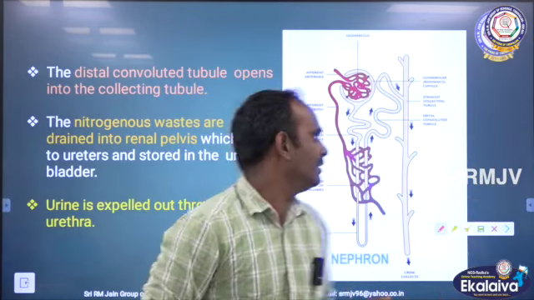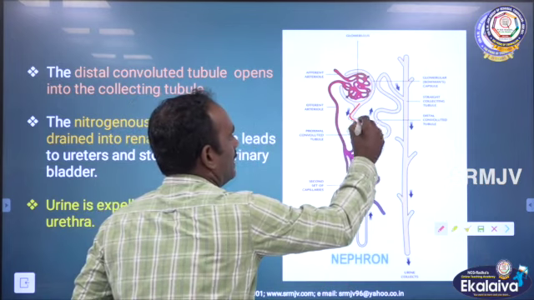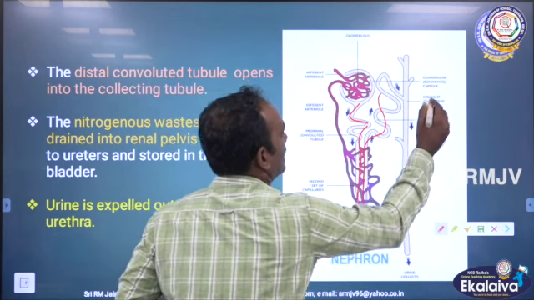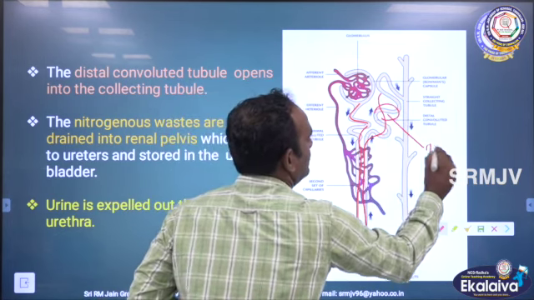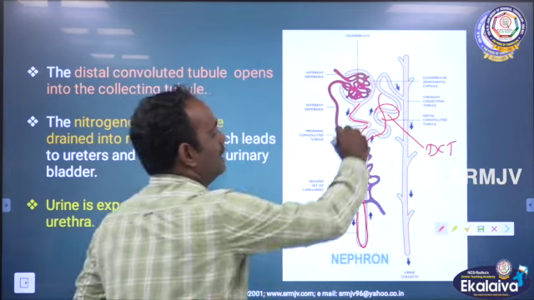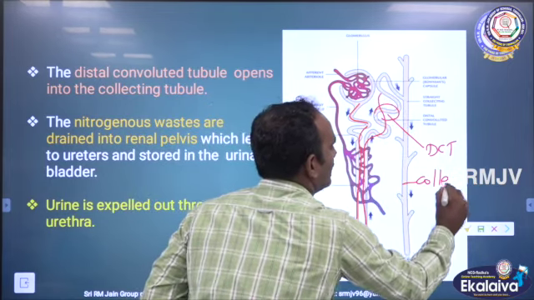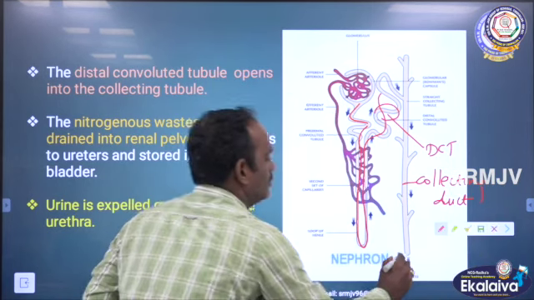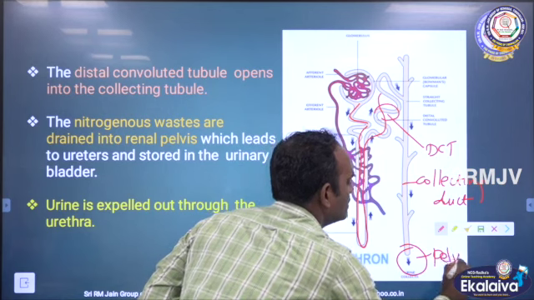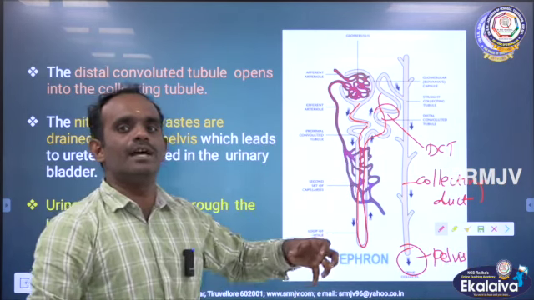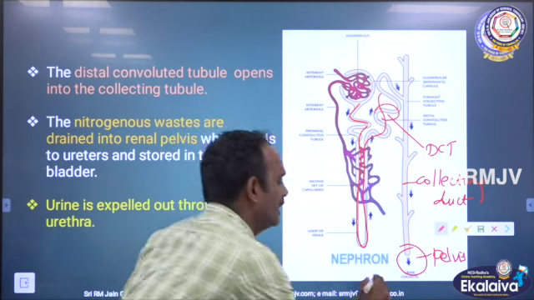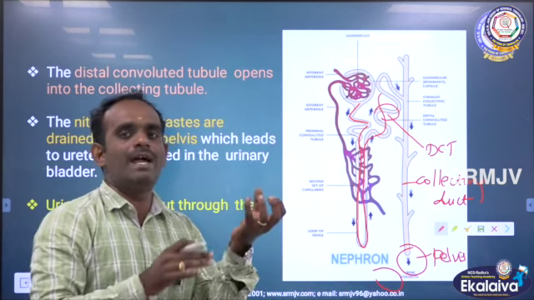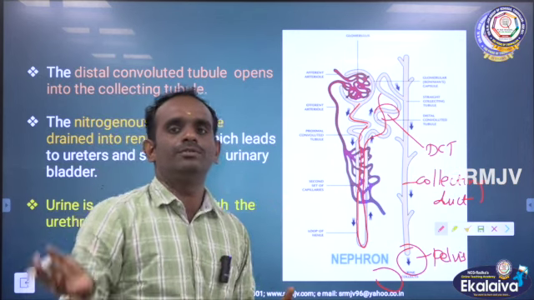See the picture here. The filtrate comes here and it goes to the loop of Henle and it goes to the distal convoluted tubule. This is called DCT. Then it finally reaches the collecting duct. And finally it moves to the pelvis region and then it goes to the ureters and then to the urinary bladder. Urinary bladder is nothing but a temporary storage organ. When the bladder fills, the urine is expelled out through the urethra.